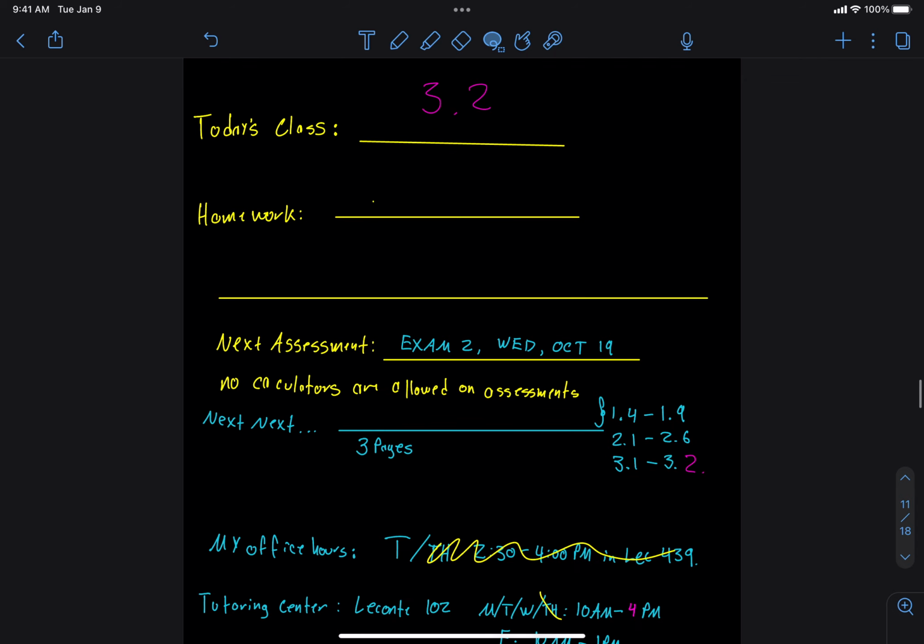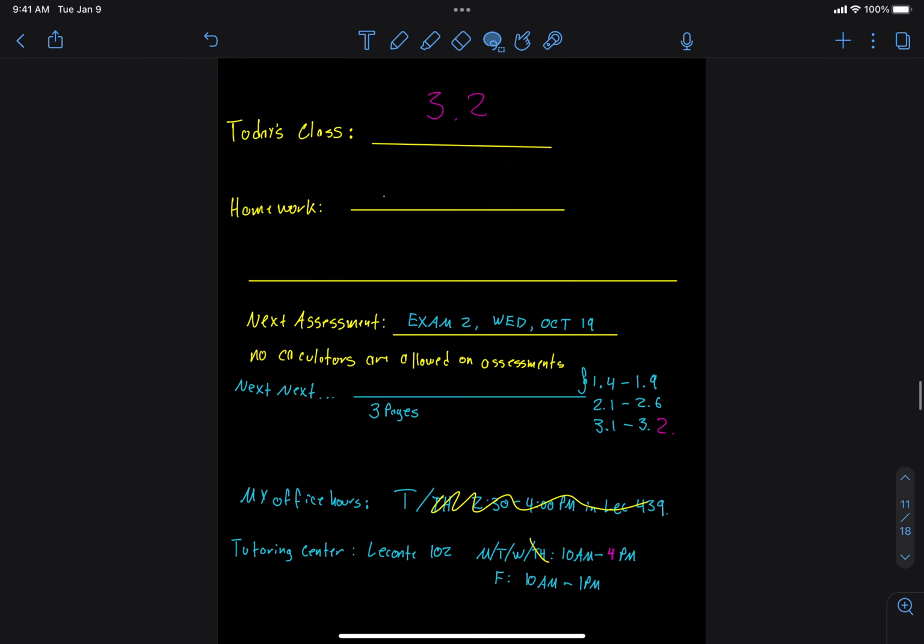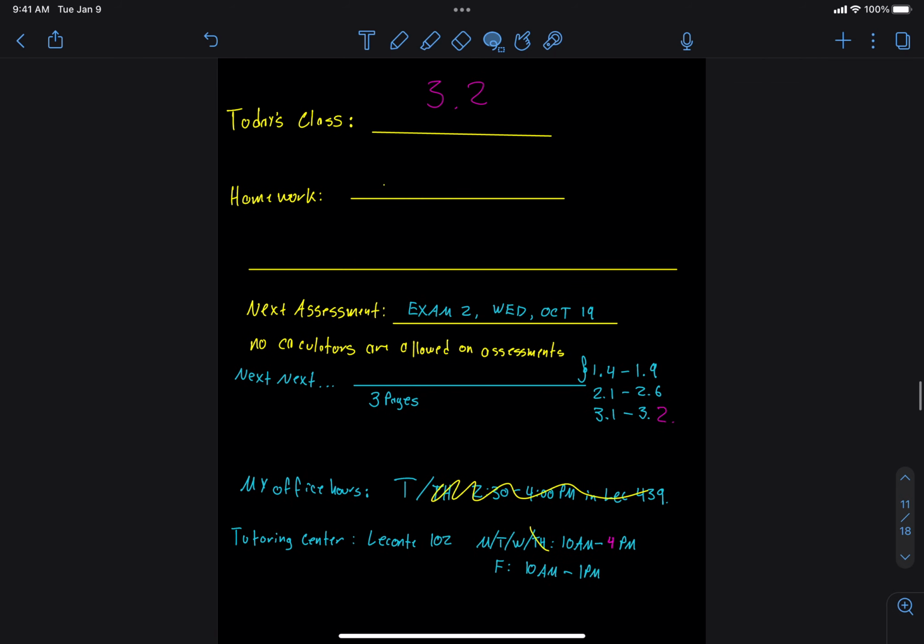So the next assessment feels like it's far away, but it's not so far away. It's a week from today, on Wednesday, October 19th. That's the Wednesday following fall break. So Tuesday, October 18th, we'll have a review in class, and I'll also have my office hours where I'll reserve a classroom and we'll have a big review session.